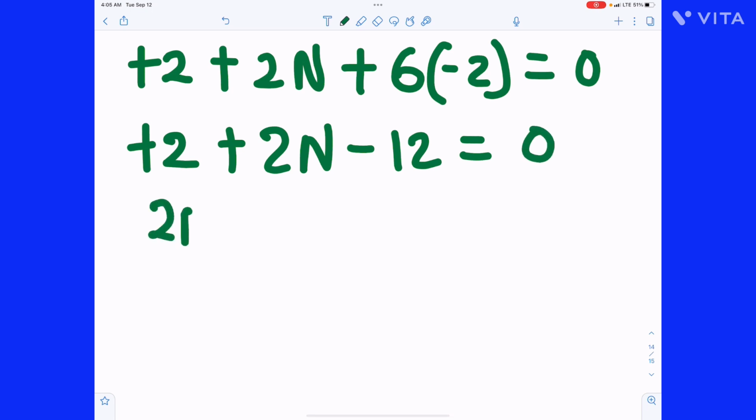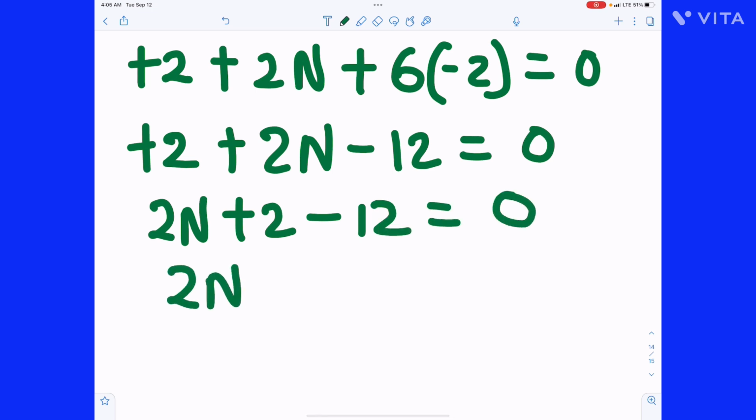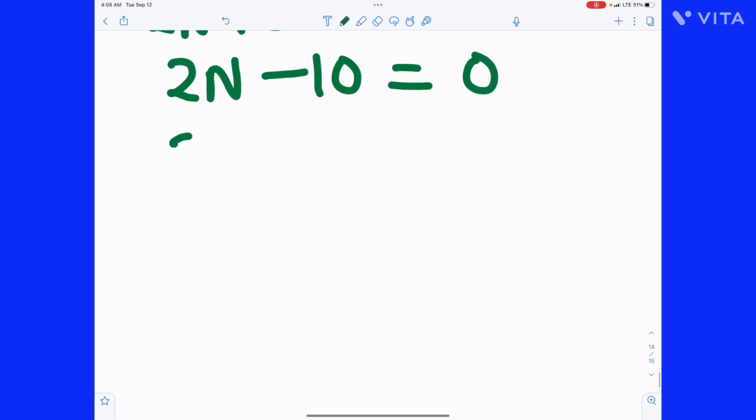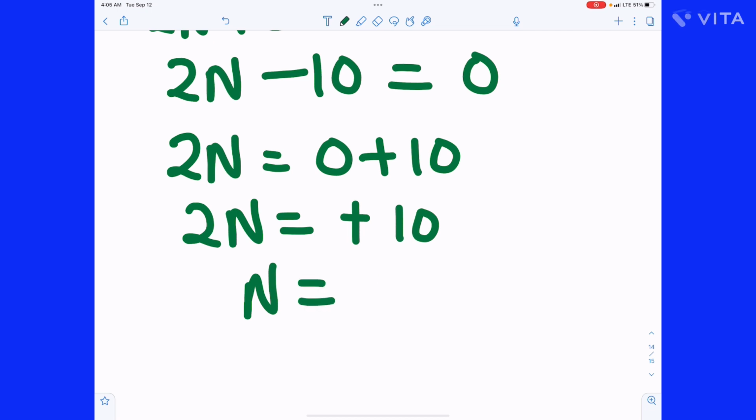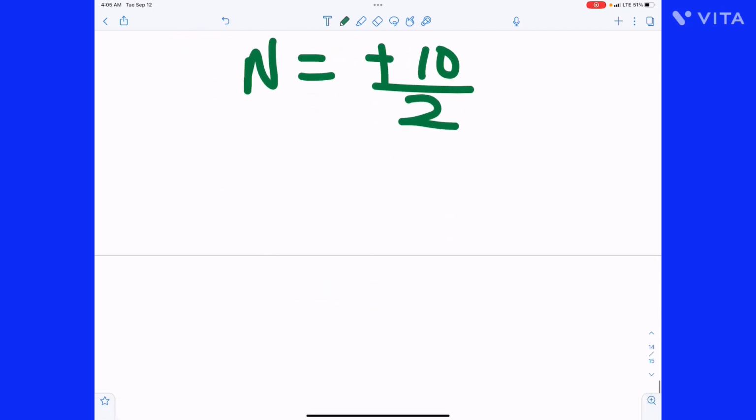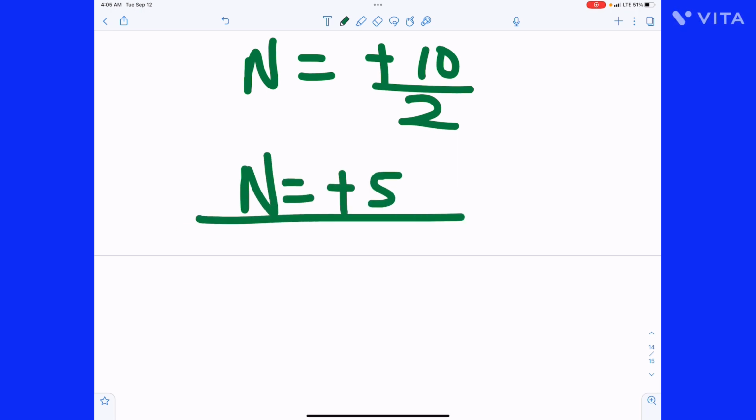So 2n plus 2 minus 12 is equal to what? 0. 2n minus 10 is 0. What does that give you? That gives you 2n is 0 plus 10. 2n is equal to plus 10. The charge of nitrogen will be plus 10 divided by 2, and that's plus 5.